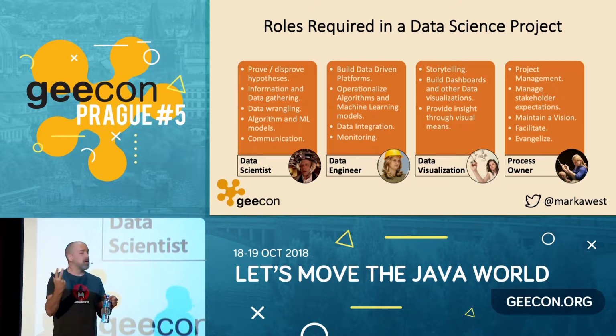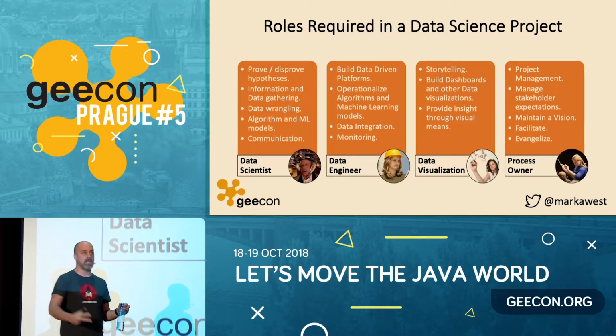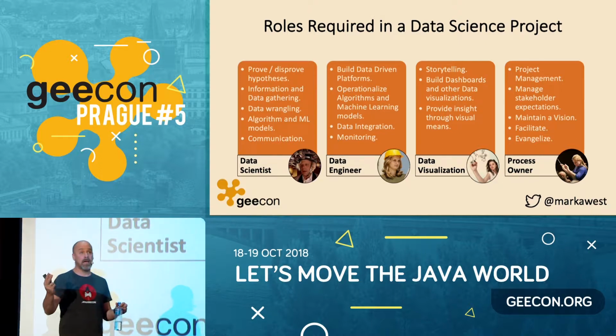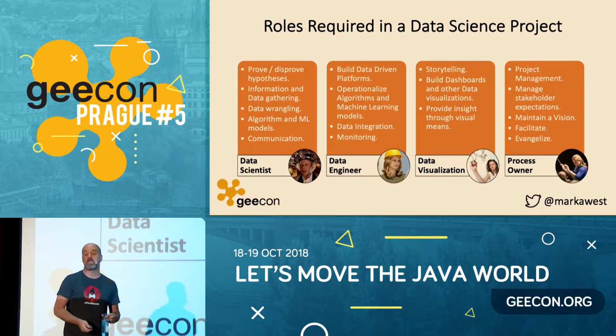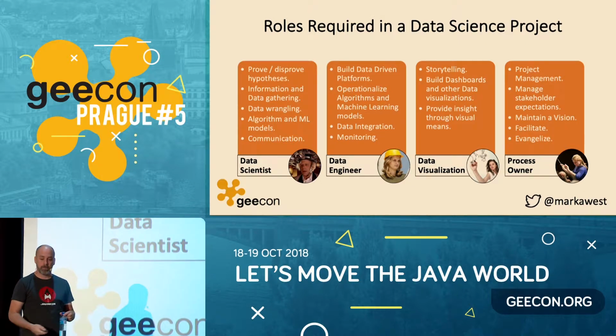You need a process owner who can maintain a vision amongst the team, can facilitate. So if you have a grumpy system owner who won't give you data, the process owner can go and give them a bit of a kick up the backside. And you also need somebody who's going to go around your organization and evangelize the data science team. So, data science is a team sport.